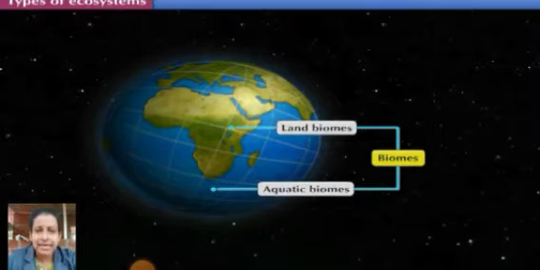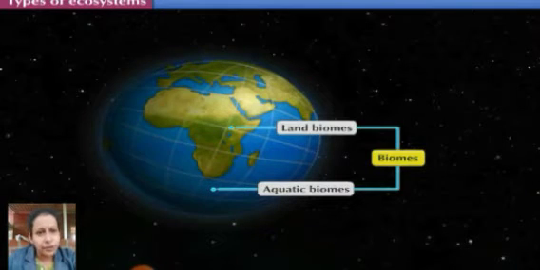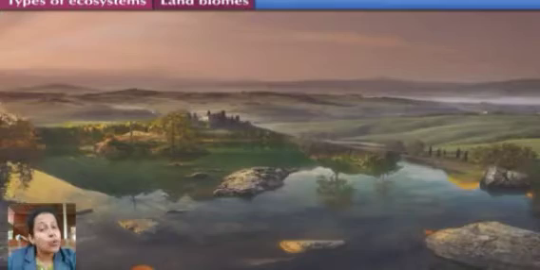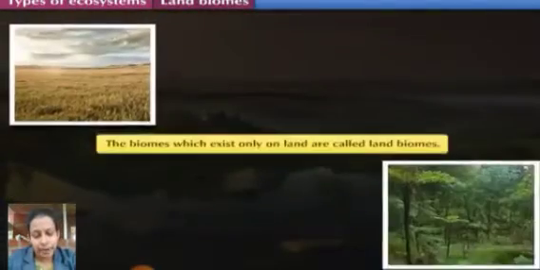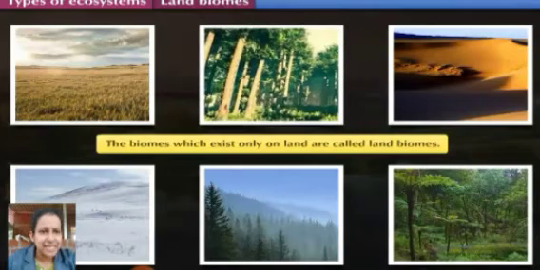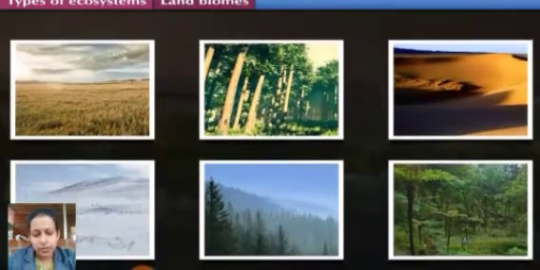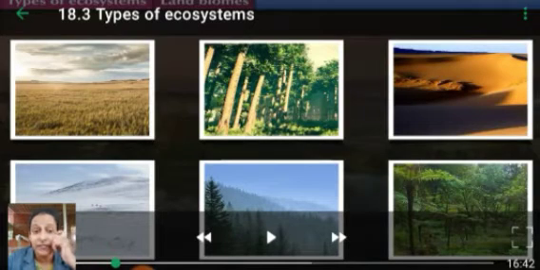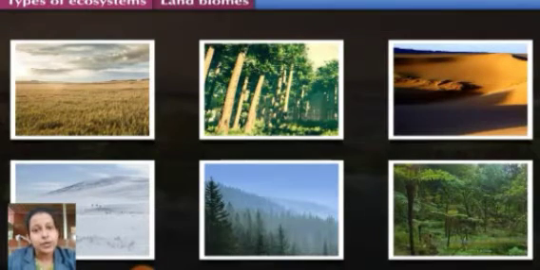So what are called land biomes? The biomes which are existing only on the land are called land biomes. I'll repeat, the biomes which exist only on land are called land biomes. So here, due to unequal distribution of the abiotic factors, now you have learned about the several abiotic factors in the previous video, right? So abiotic factors will not be the same in all the places. They will be different according to the different ecosystem.